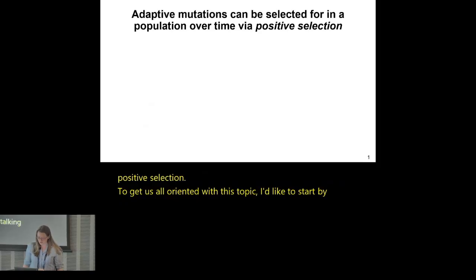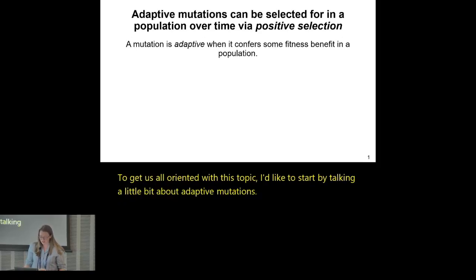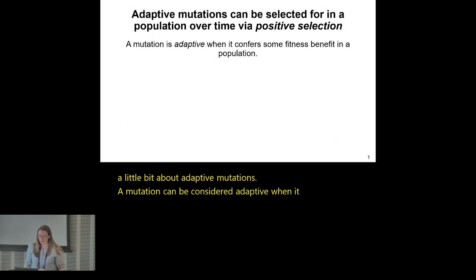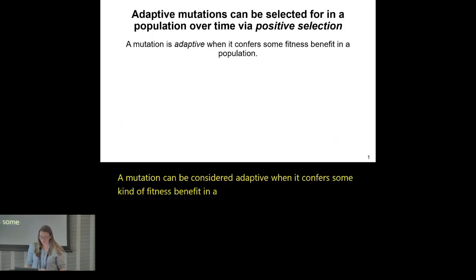about adaptive mutations. A mutation can be considered adaptive when it confers some kind of fitness benefit in a population. What does this look like?